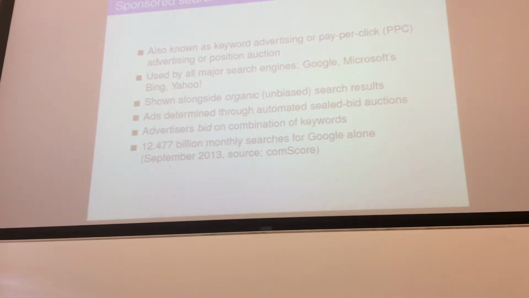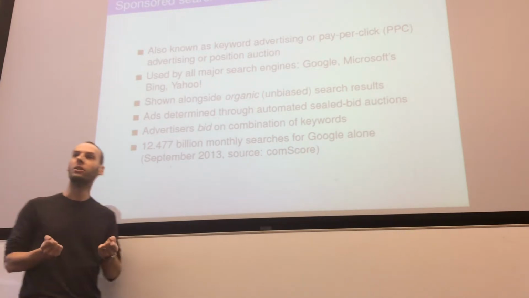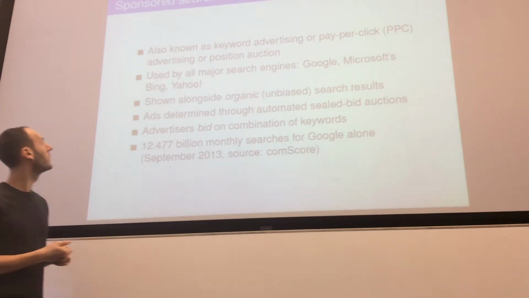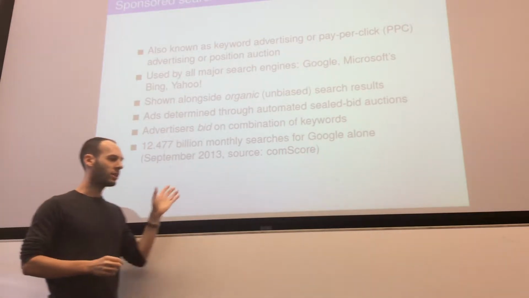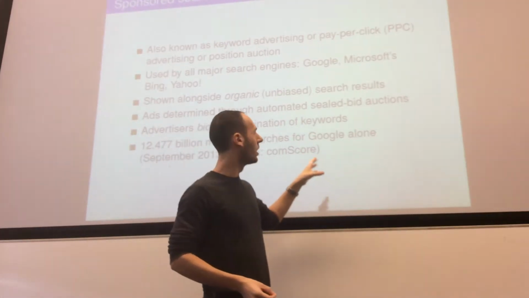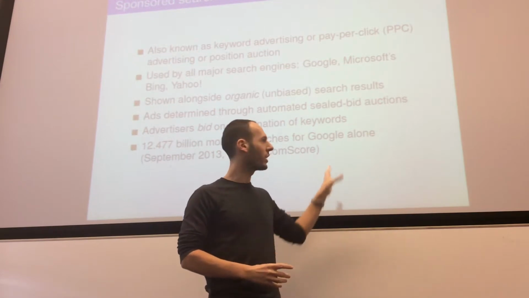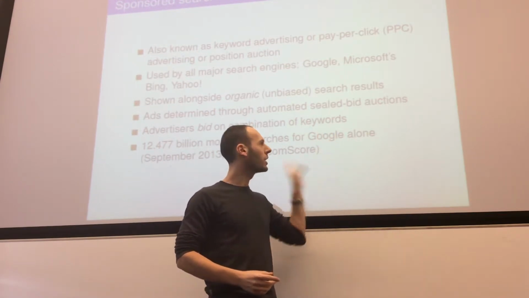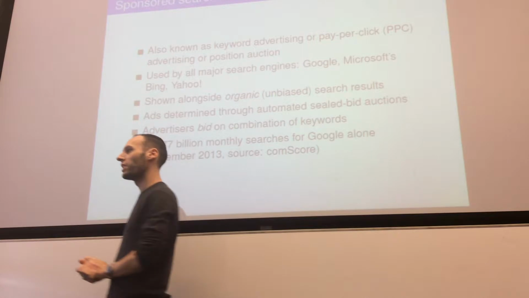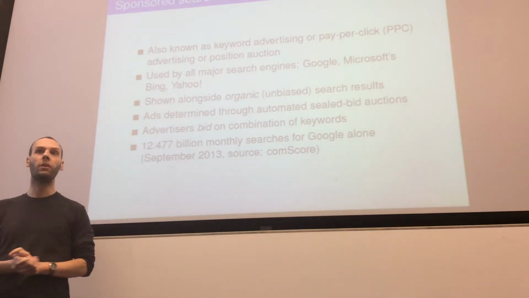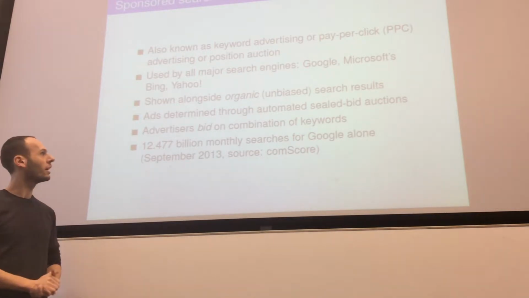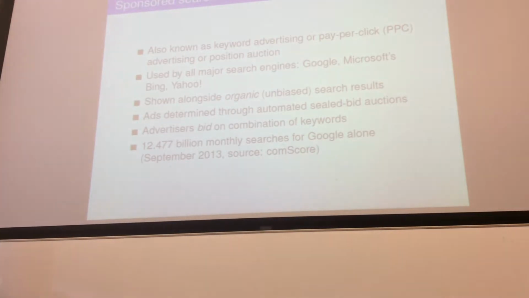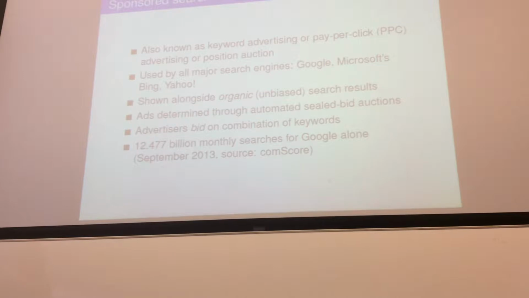So sponsored search is also known as keyword advertising or pay-per-click advertising because of the payment model that is being used. And it's also called position auction because you're determining through the auction not only which advertiser is shown, but also their position. And obviously the position matters here. The top position is the most important one because normally we scan the page from top to bottom, so we see the top adverts first. So that's why it's called position auction.